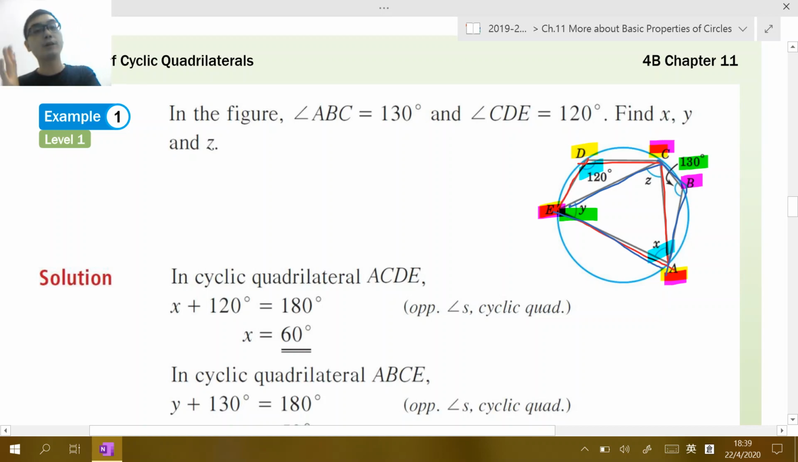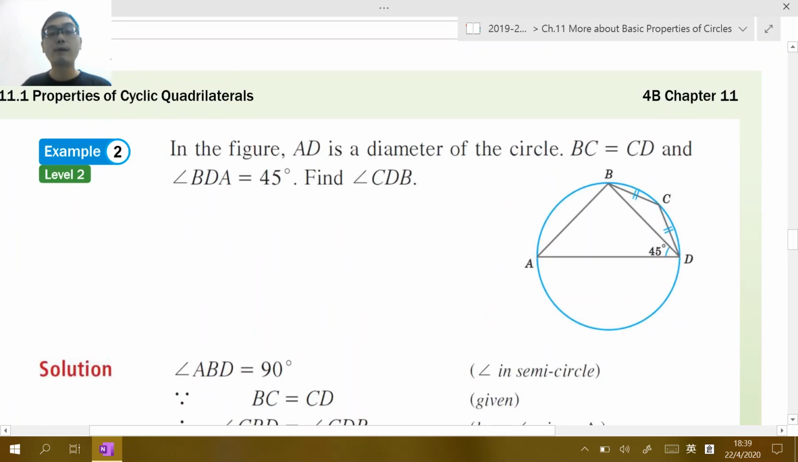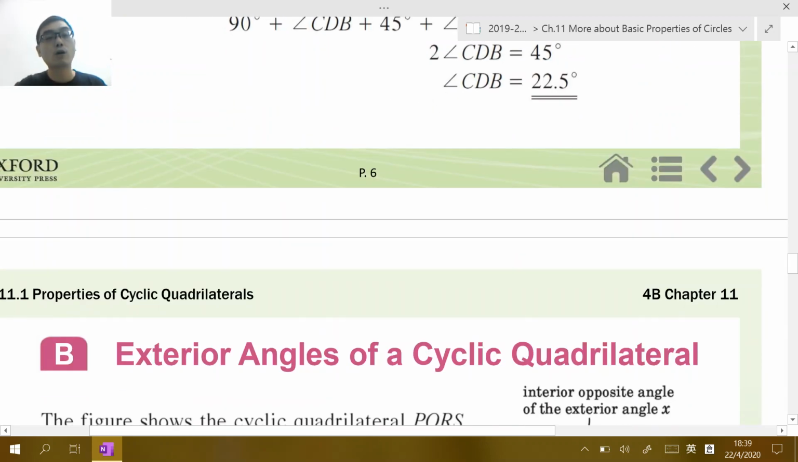Even in your homework or in the test or exam or even in DSC. Okay, so this is the concept. Sometimes we have to combine the concepts that we learned before. For example, isosceles triangle in example 2, as well as the angle in a semicircle, which is diameter facing 90 degrees. So just remember to combine all the concepts you learned.